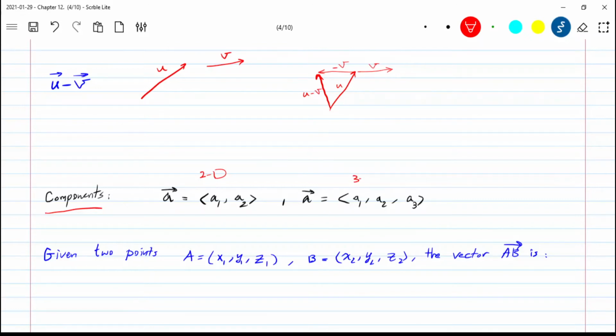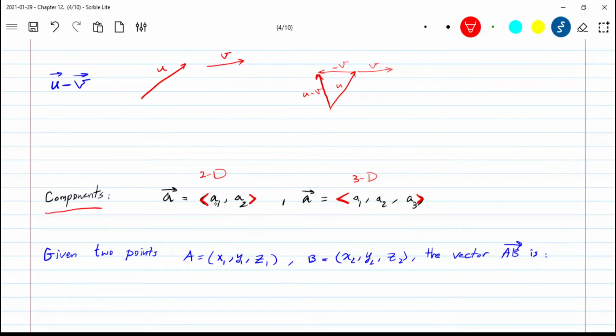So this is in 3 dimensions. The vector a in 3 dimensions will be shown as <a1, a2, a3>. But this is not the parentheses. This is the less than or greater than notation. We use this just to differentiate between vectors and points. If you use parentheses, it's not clear if you're talking about points or vectors. So for vectors, you use this notation.